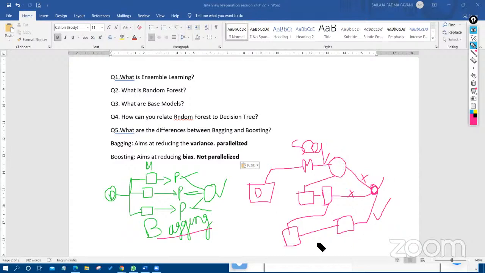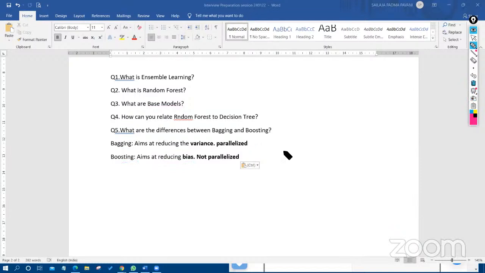So this is the scenario existing in case of bagging and boosting. In case of bagging, parallelization exists, and by that you are able to reduce the variance. And in case of boosting, depending on the base models, I already explained what a base model is, the process is not parallelized, and here you are going to reduce the bias, right? I think it is clear for you now.